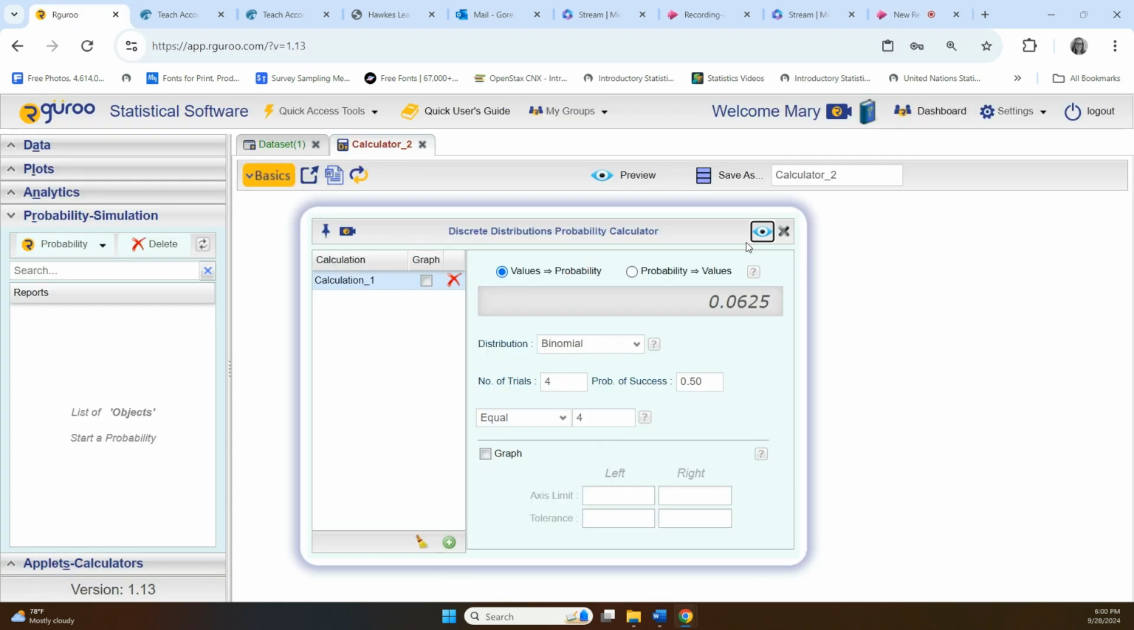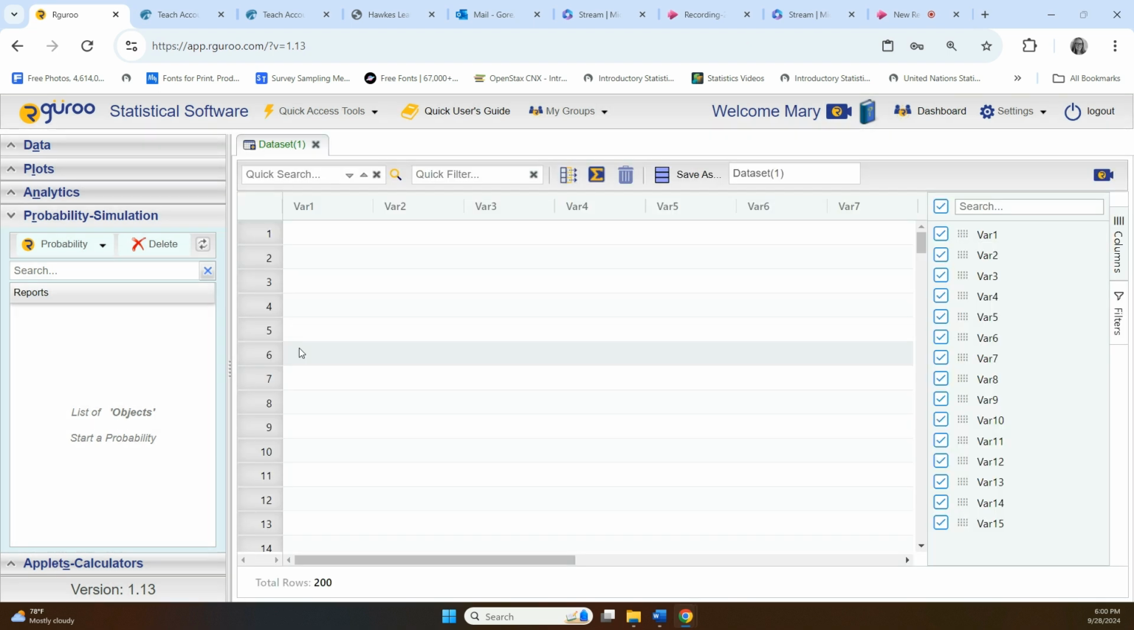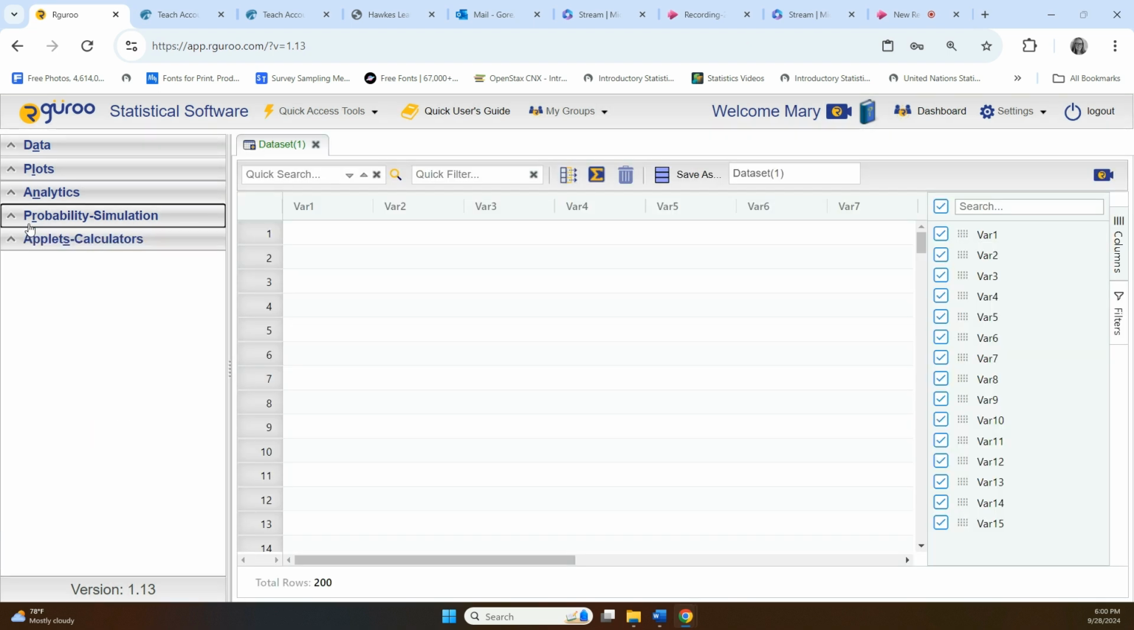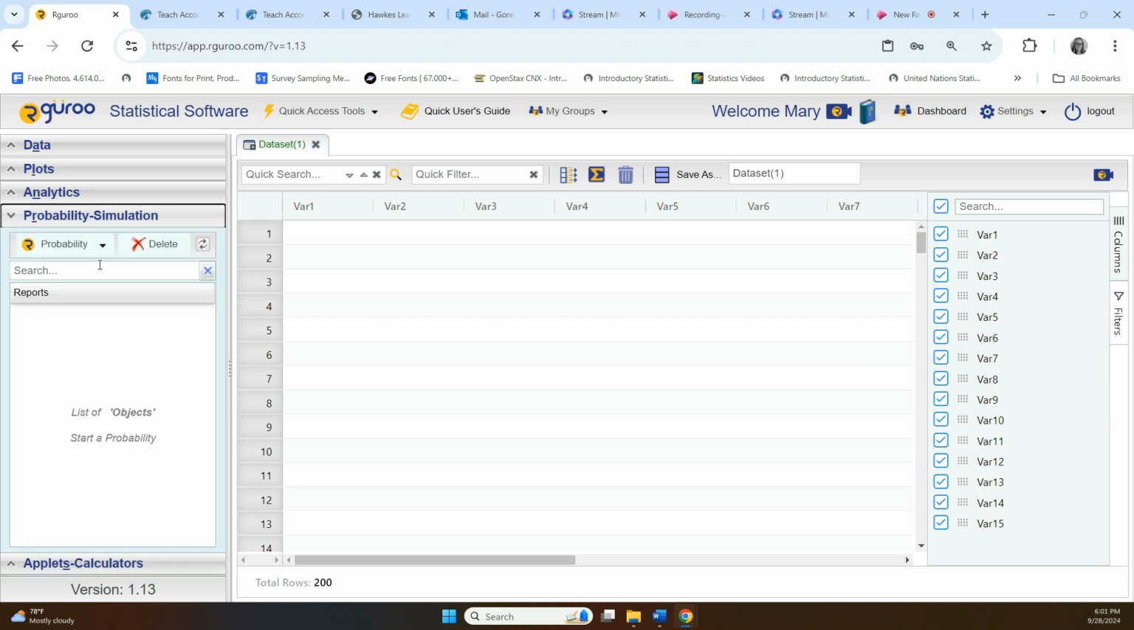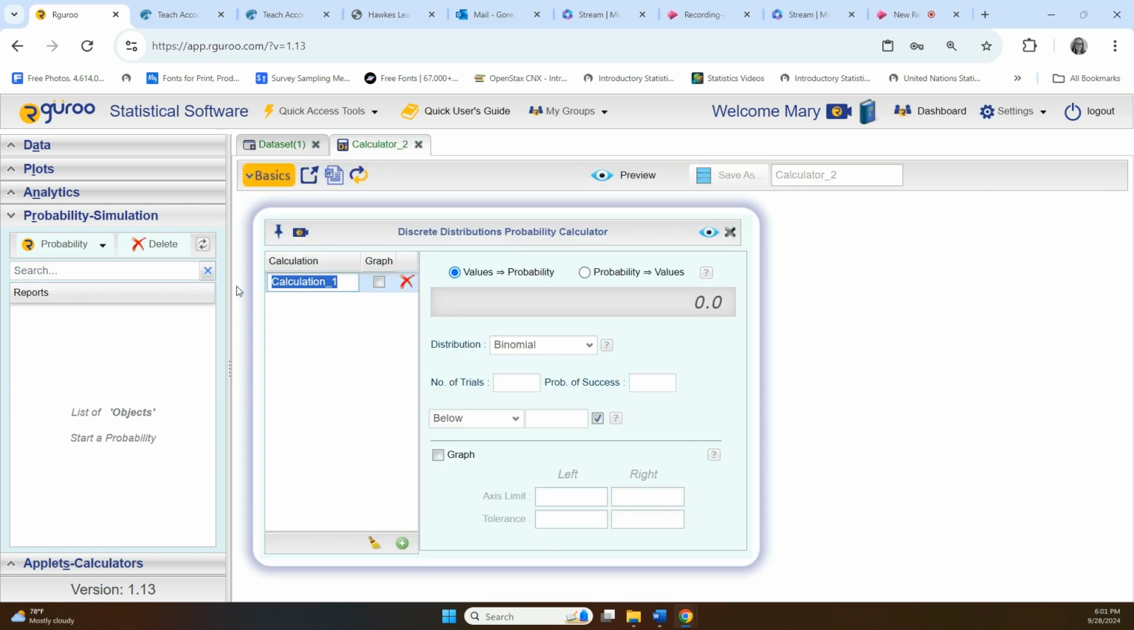So if you get into Rguroo and you just log in, it would look something like this here. You would click on probability and simulation in the left panel. It opens up and we're given the drop down box here. If we click on it, we're going to choose probability calculator and then discrete. And that is because a binomial distribution model has a discrete random variable. So we're choosing discrete in this case.